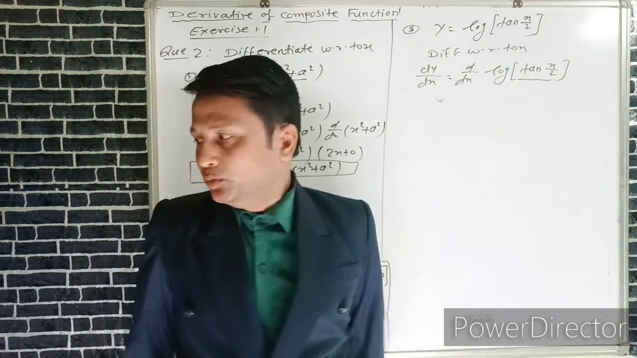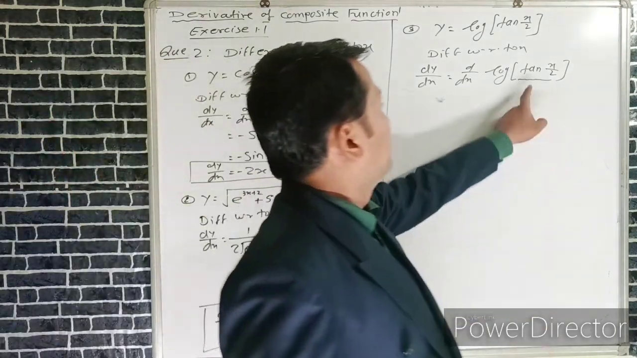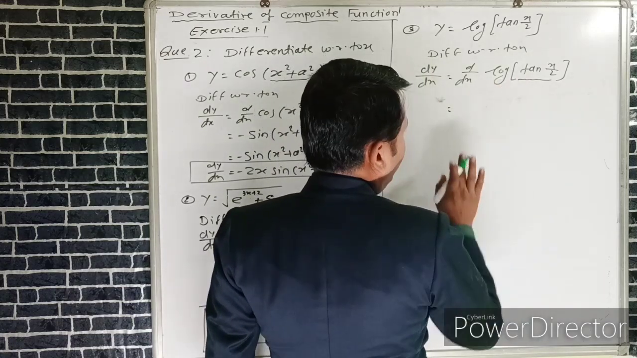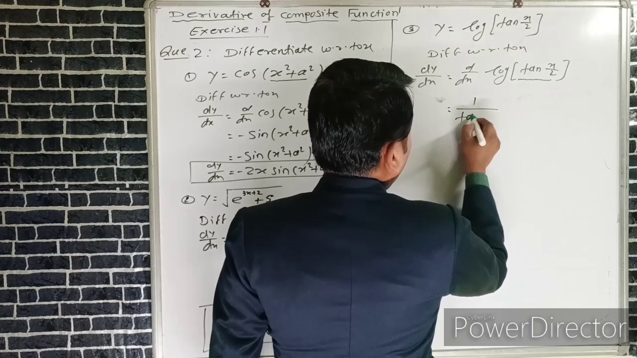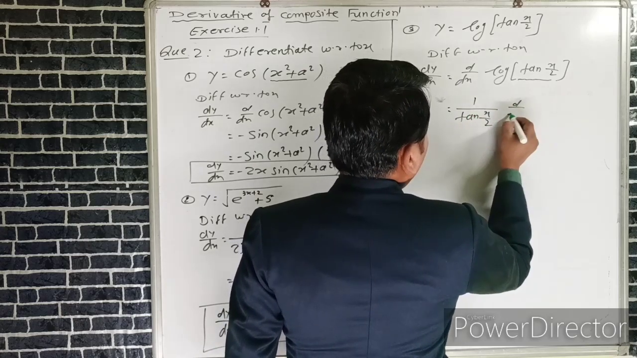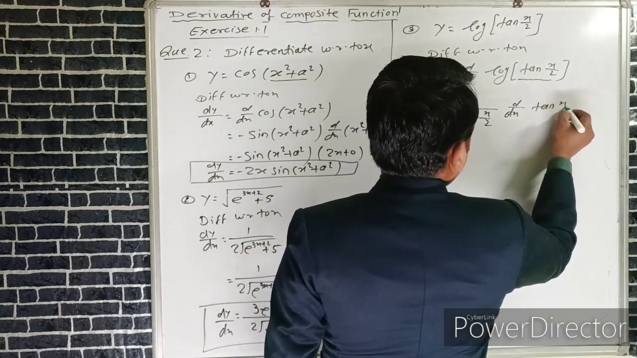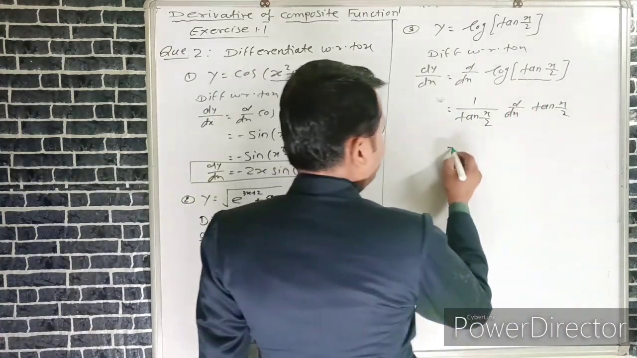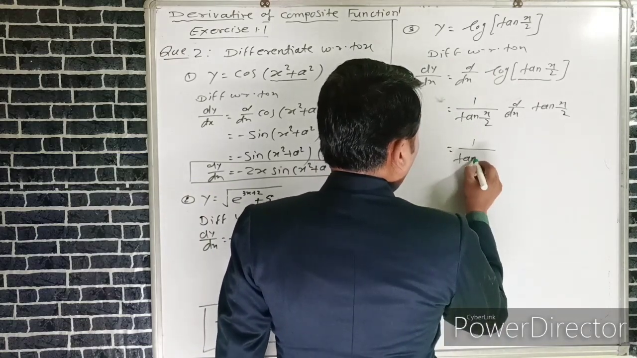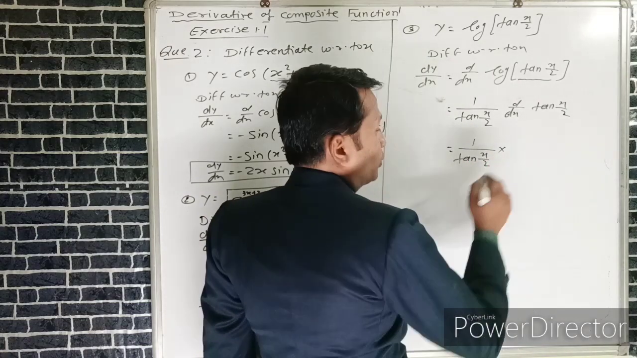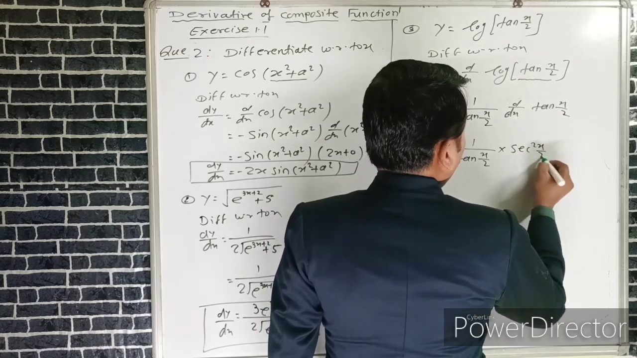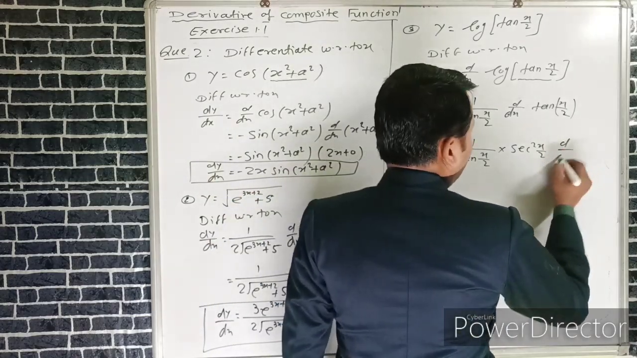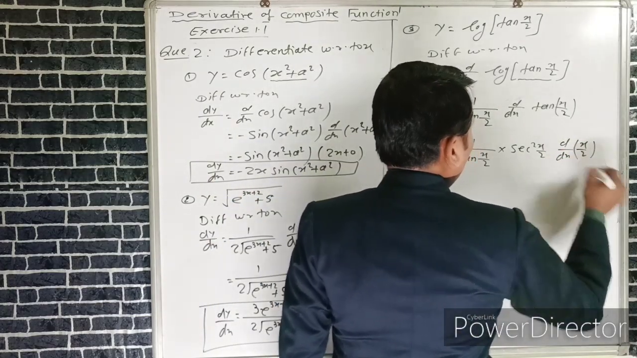If tan of x by 2 is considered a function, then we can write the derivative of log x is 1 by x. Hence we can write 1 upon tan of x by 2 into again the derivative of tan of x by 2. We know that the derivative of tan x is sec square x. Hence we can write 1 upon tan of x by 2 into sec square x by 2. Again x by 2 is a considerable function, hence we can write again the derivative of x by 2.